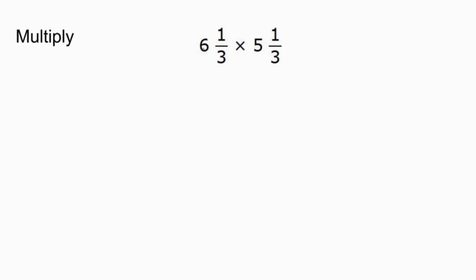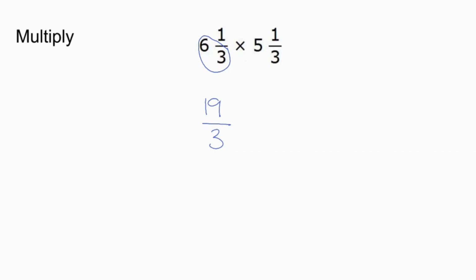Well, multiply the 6 out in front to the denominator of 3. So 6 times 3 is 18. Take that 18 and add it to the numerator. 18 plus 1 becomes 19. And so keep your denominator of 3, and this guy just ends up being 19 over 3.